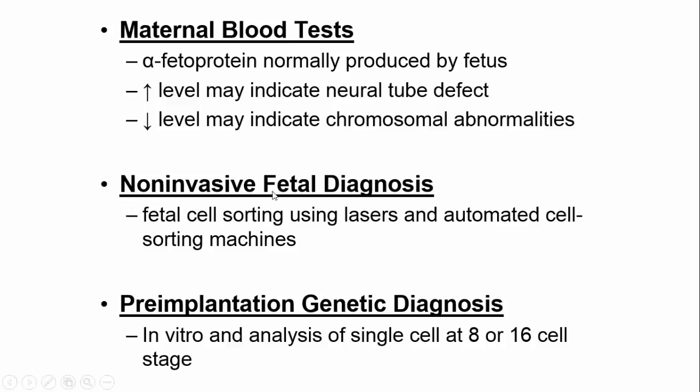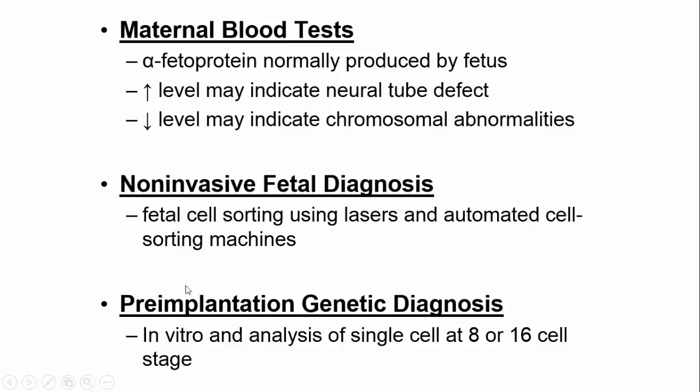There's also non-invasive fetal diagnosis. Once you get those fetal cells, you can actually sort them using cell sorting machines. So something like a flow cytometer, where it shoots cells through a column one at a time, and then a laser hits the cell and basically tells you about the physical characteristics of that cell, whether it has any abnormalities or not.